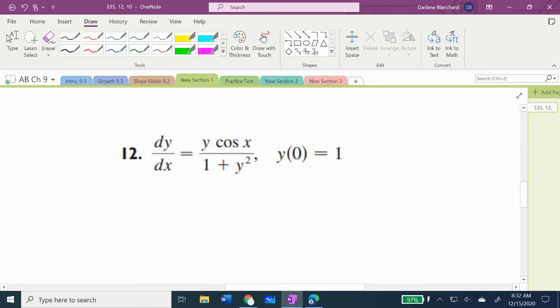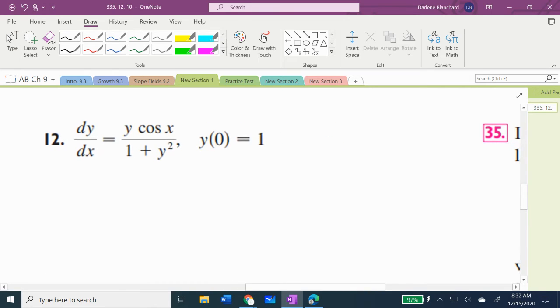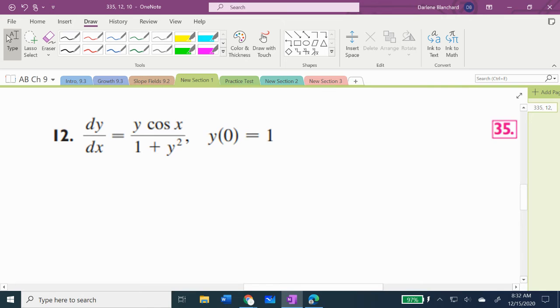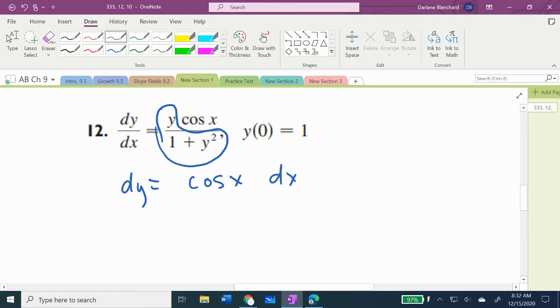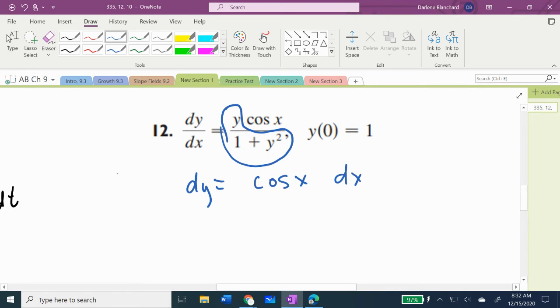for the next problem, I'm going to isolate my y's. I need to multiply dx over to the right side. And then I'm going to leave cosine x on the right. And I need to bring all of these y's to the other side through multiplication division. Now that the variables are separated, it's time to integrate.